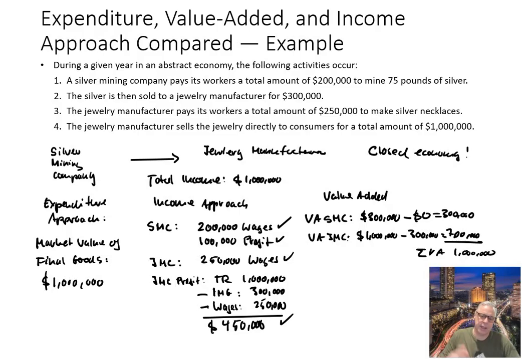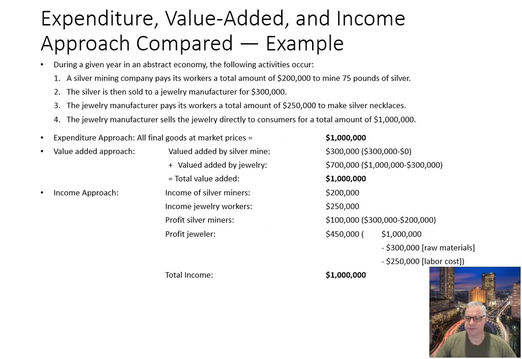So all three approaches give you the same result, and that is also what you see here, maybe a little bit more organized. Okay, so now you know how to calculate GDP using the expenditure approach, income approach, and the value added approach, and you see they are all the same.